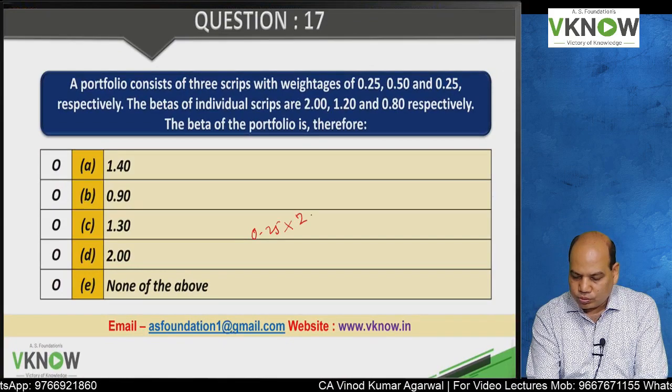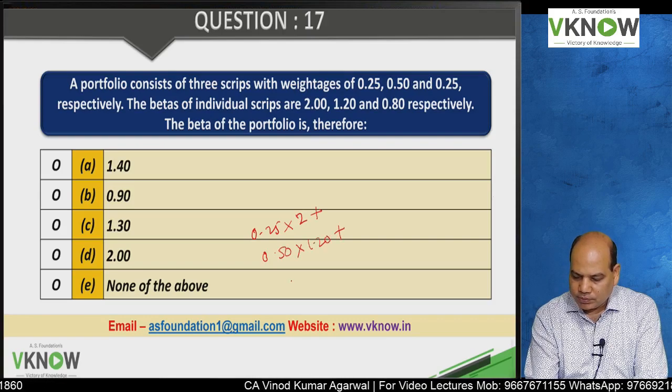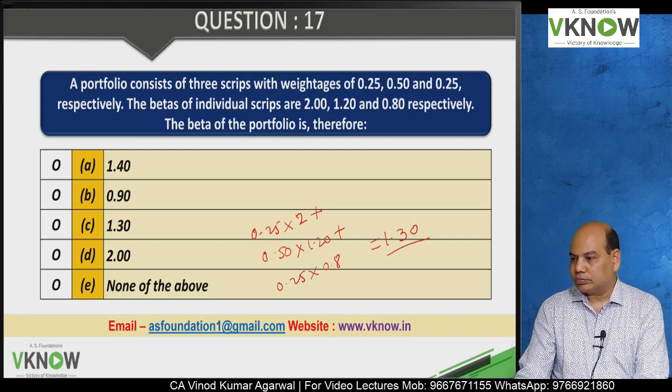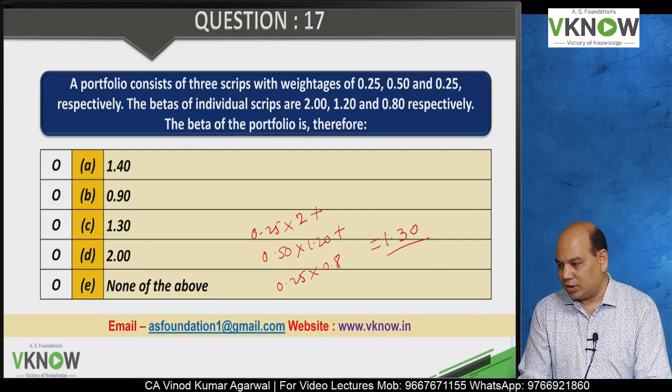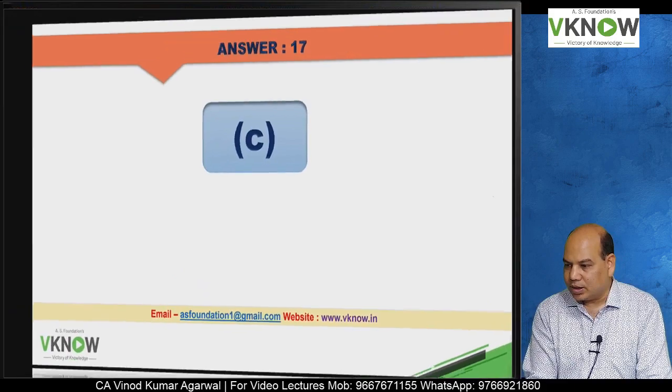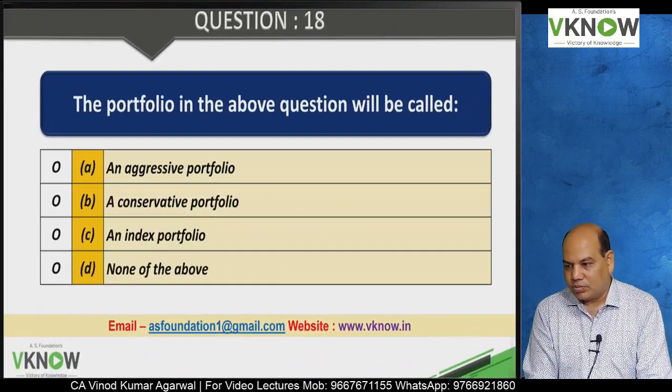0.25 into 2 plus 0.50 into 1.20 plus 0.25 into 0.8, and when you solve it, you will get 1.30. 1.30 is the right answer. Option C, tick mark. Question number 18.